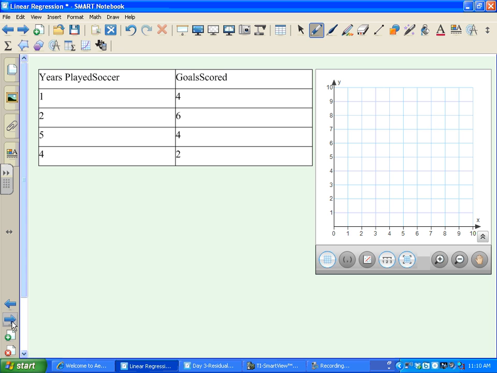Years played, so go ahead and plot your scatter plot. I think I put it there on the notes for you. That's 1, 4, 2, 6, 5, 4, and 4, 2. Again, four data points. Make sure you're okay with that relationship. Years playing soccer is our x value, and we're going to try to predict how many goals you'll score.